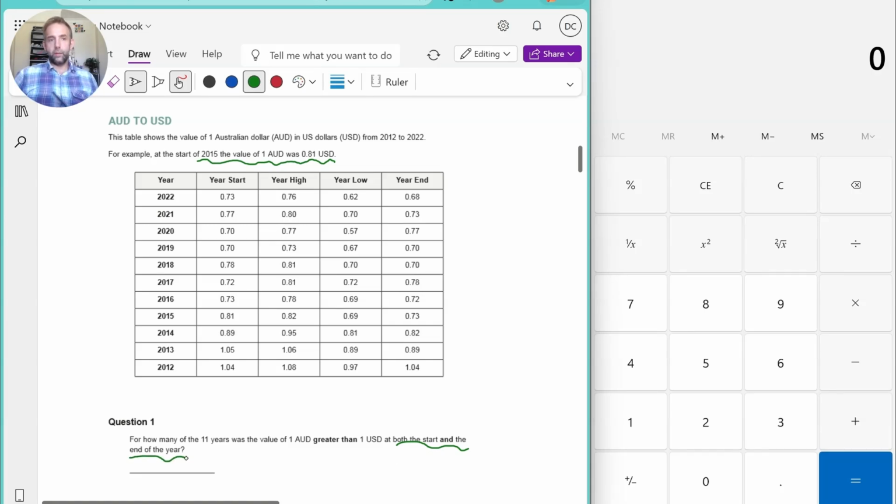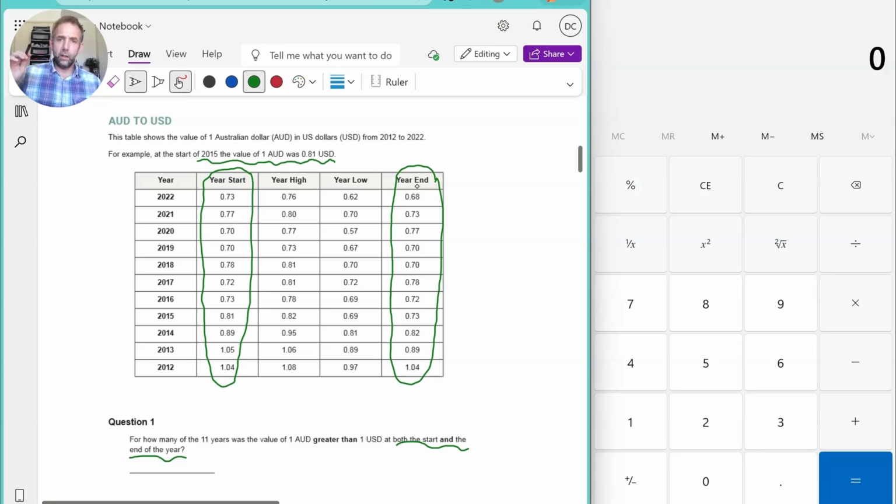So first thing, where it's mentioned the start and the end of the year, let's just make it clear that that's what we're focused on. So we're focused on the year start at the moment. So here are our values for the start of the year, and we're focused on the year end. Because it could be tempting to look at the other columns to help us answer this question, but it's not actually information that we need to consider at the moment.